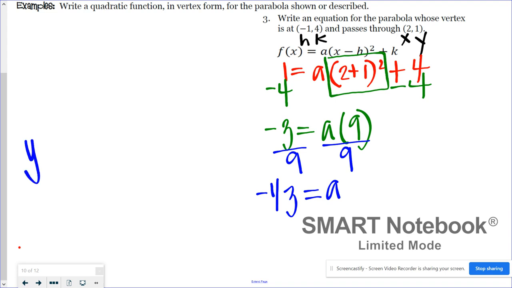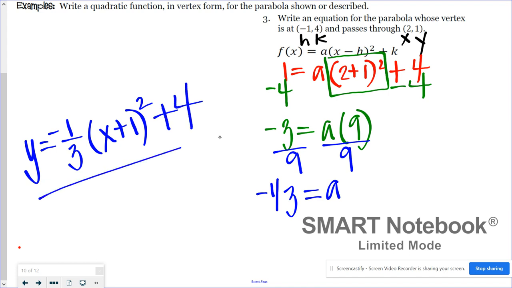So our function y equals, and then we have a is negative 1/3 times the quantity x minus h. H is negative 1, so it becomes positive 1. Don't forget that it's squared. And then plus k, which is 4. And that's our function.